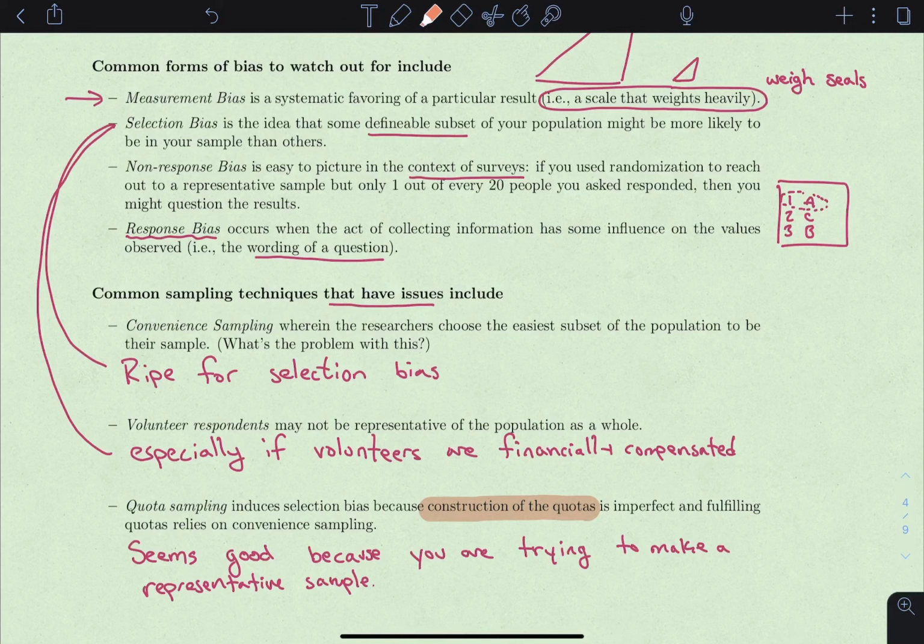So that's it for this video. We just discussed what representative means in terms of a sample and common issues in sampling. In the next video, we'll discuss some good sampling techniques. So see you there.